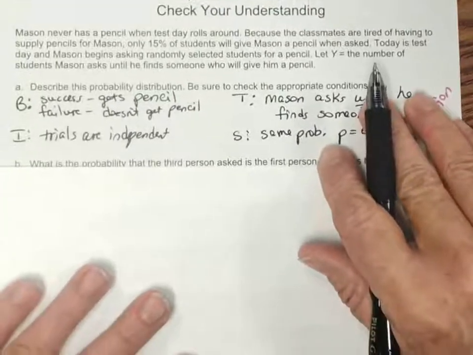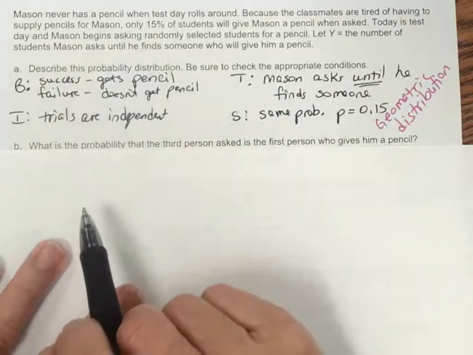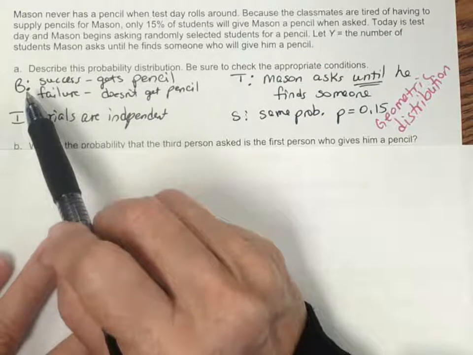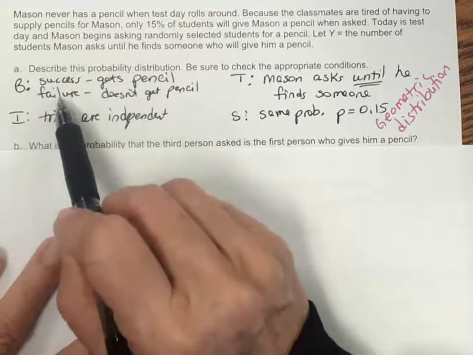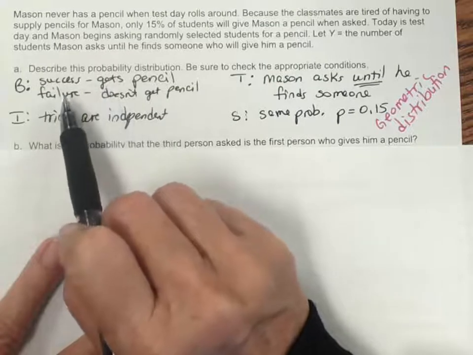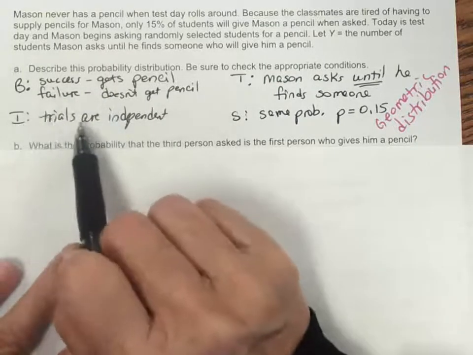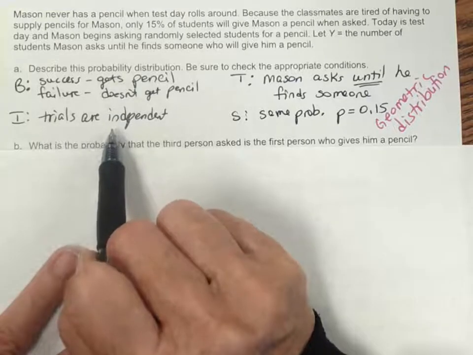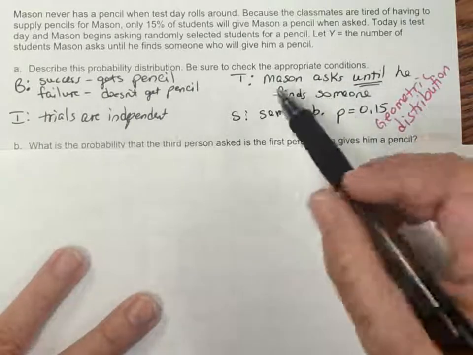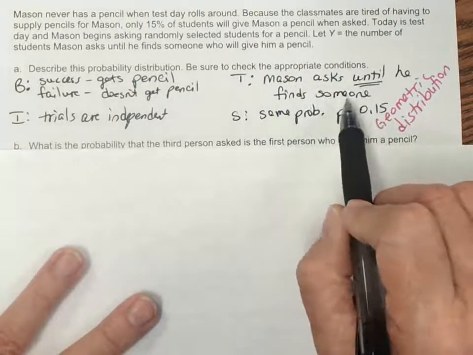Okay, the first one we're going to look at, read through the problem, and then I will cover these. So B, again, it's binary. Success is that Mason gets a pencil. Failure is he does not get a pencil from whoever he asks. I, each time is independent because if one student doesn't have a pencil, that won't impact another student. T, Mason is going to ask until he finds someone to give him a pencil.